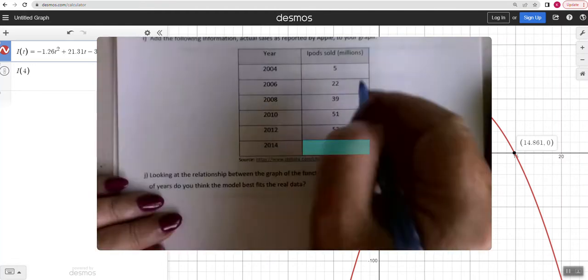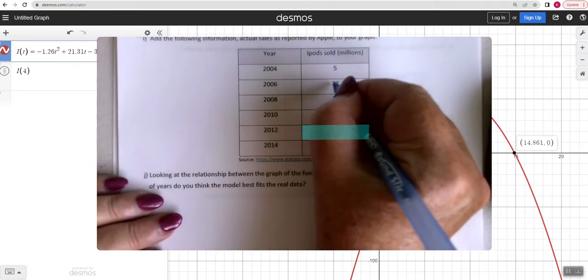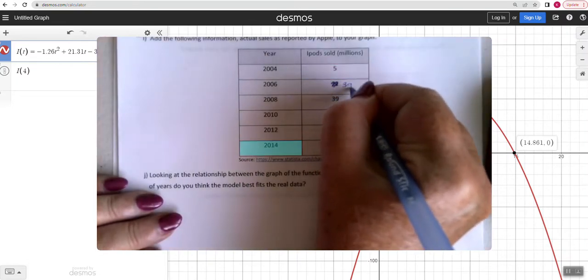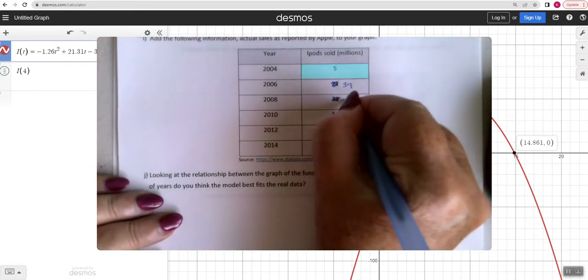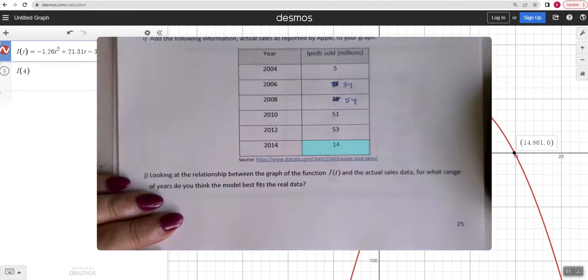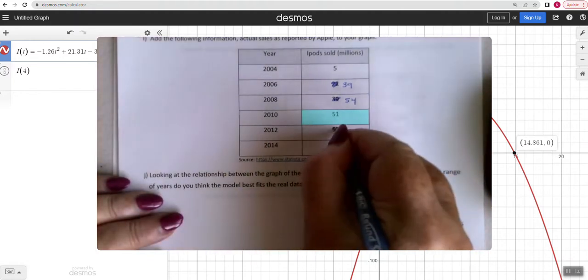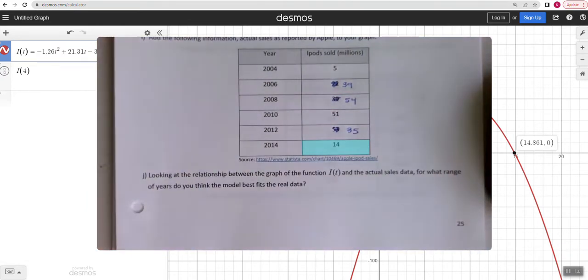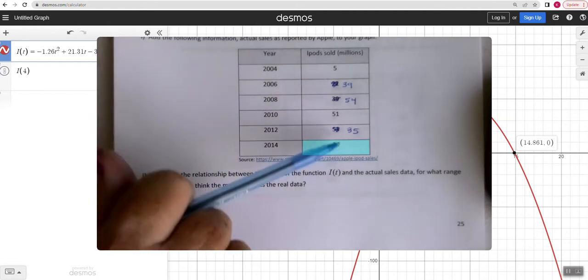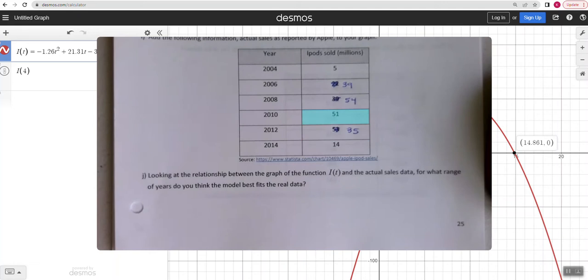I got a little off on my numbering here. 2006 should have actually been 39 million. 2008 should have been 54 million. 2010 was correct at 51. 2012 should have been 35 million. And 2014 was correct at 14 million. That's actually my source for my data. And these are the correct numbers from that source. Had a little bit of a problem when I was typing it up, so my apologies there. Again, correct that if your version of the course pack had the wrong numbers.